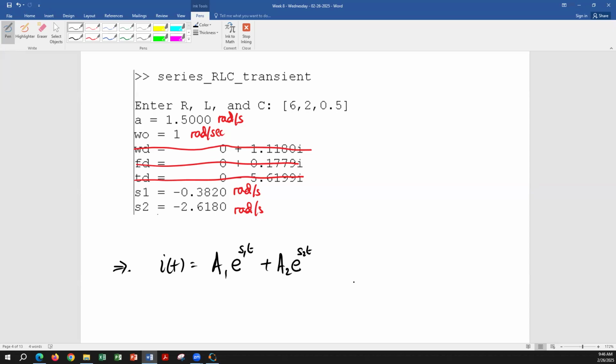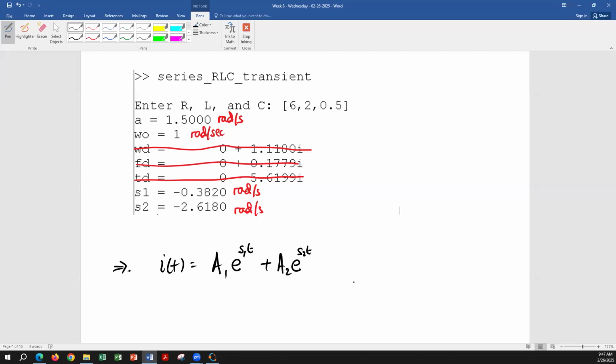S1. S1 is going to define the shape of the response because the time constant associated with S1, which is 1 over S1, is going to be larger compared to the time constant with S2, which is 1 over 2.6, which is going to be smaller. So the term associated with S2 is going to die faster than the term associated with S1. Although both are close to each other, 0.38 and 2.6, S1 is still going to be considered the dominant root. The closest to 0 is the dominant root, basically, right? Because the time constant corresponding to that frequency is going to be the larger time constant.